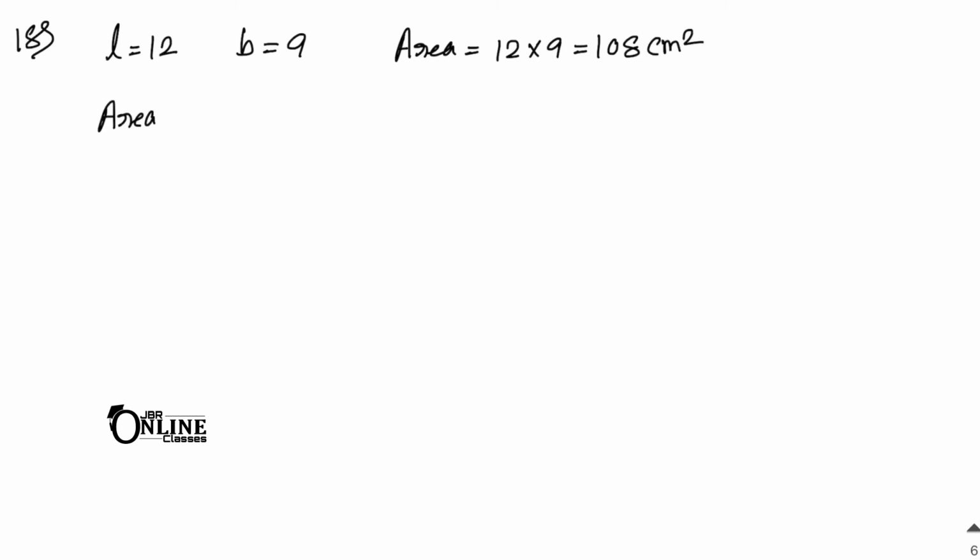The length and the breadth of a rectangle are 12 and 9 centimeter respectively. So length equal to 12, breadth equal to 9. Find the height of a triangle whose base is 9 centimeter and whose area is 1/3 of the rectangle. Okay, so that means first you have to find out the area of the rectangle, and that is 12 into 9, so 108 centimeter square. Now area of the triangle, that is 1/3 of the rectangle, so 108 into 1 by 3, and that equal to 36 centimeter square.